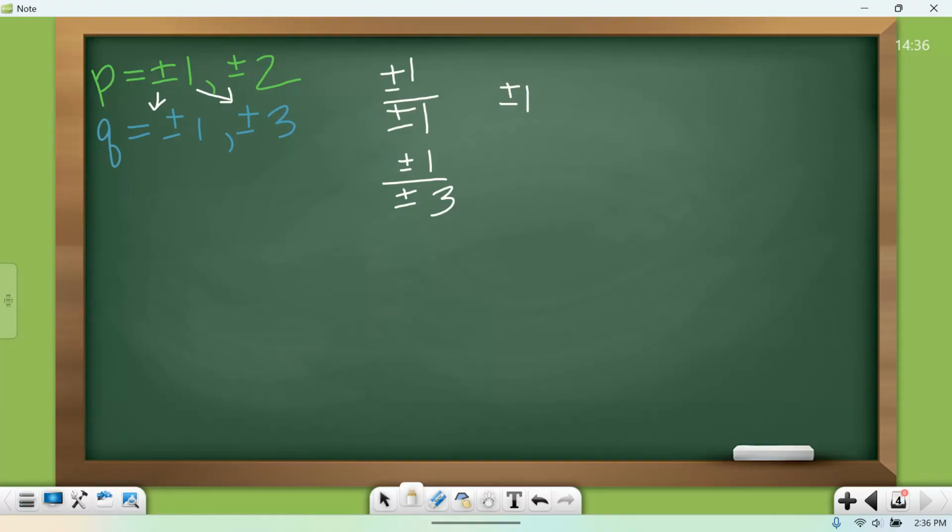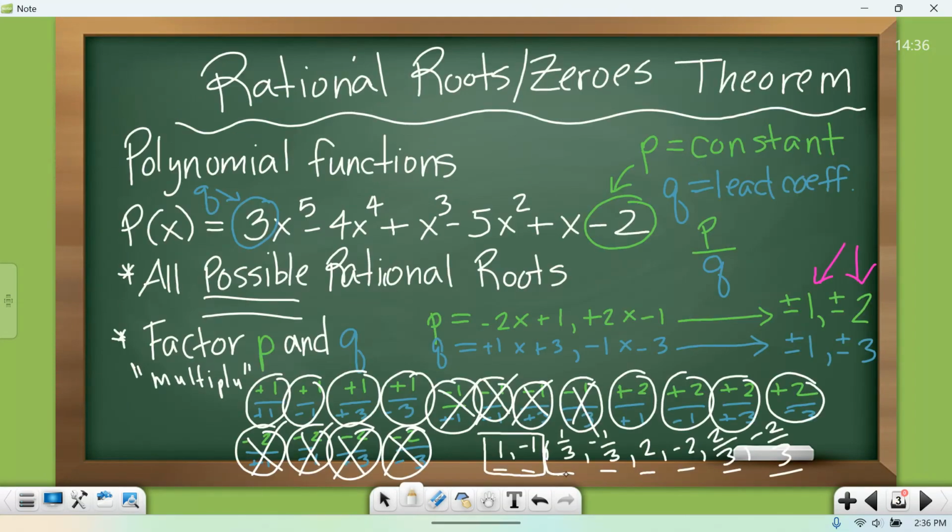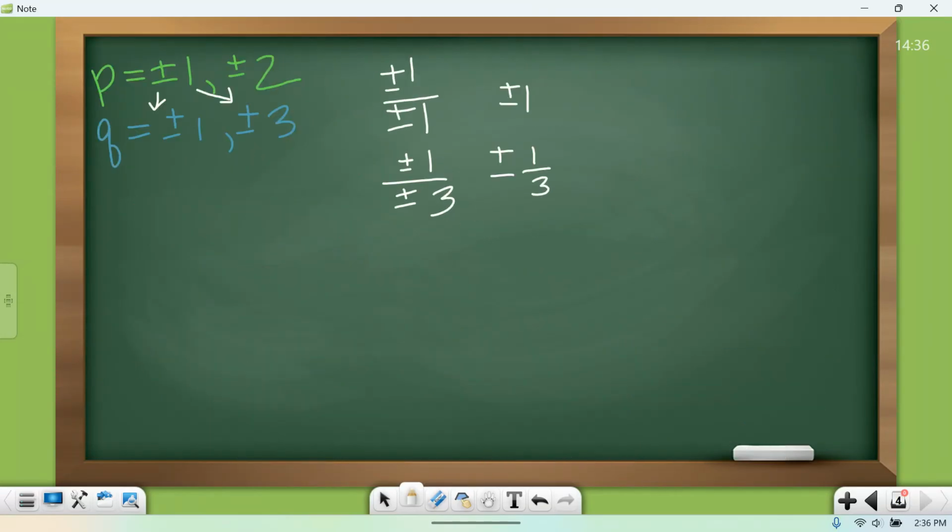Well, it's going to be the same game. 1 divided by 3 is 1/3. And then I have every possible combination of positive and negative. So it's negative or positive 1/3. If you look on this side, that's when you have it written as 2 separate factors.